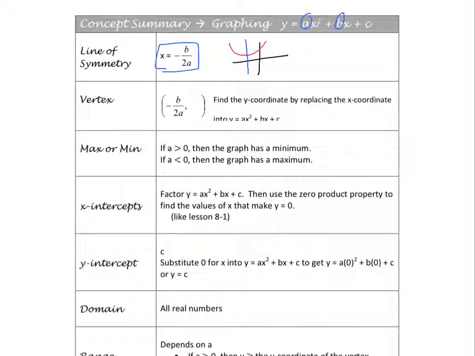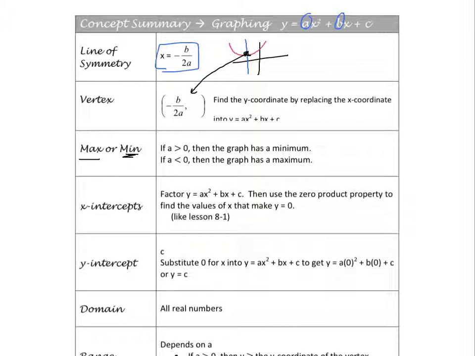The vertex is on your line of symmetry, and it's either the lowest or the highest point of your parabola. In that case, if it's the lowest point, it would be the max, or excuse me, the minimum. If it's the highest point, it would be the max.